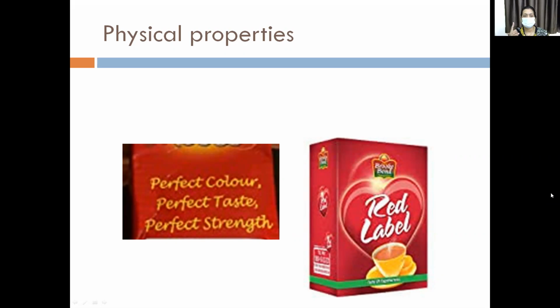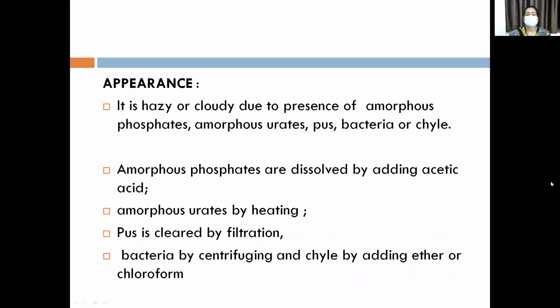So it is color. Obviously, you will see the appearance. Then taste. Remember odor, for urine. Then strength. Strength means pH, specific gravity. All of this, so remember that. Physical properties of any substance, you will be writing in these terms. So appearance: it is hazy or cloudy due to amorphous phosphates. Usually the appearance is pale yellow in color, and that is because of the urochrome pigment. That yellow color is imbibed in the urine.